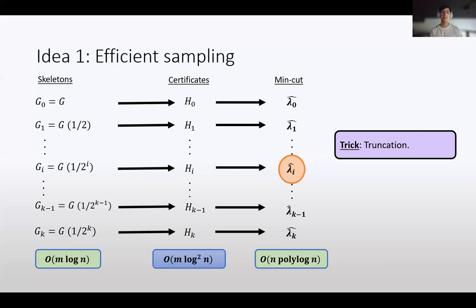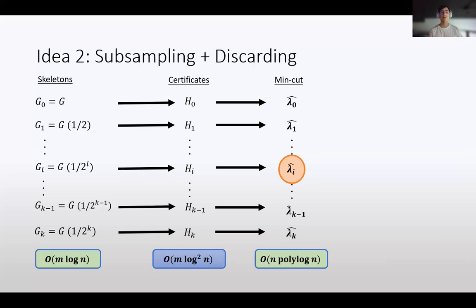For brevity, we skip the details in this talk, but we refer the interested viewer to the paper. Now, if there are only order log n unweighted copies of each edge across the collection, then the total sampling work is bounded by the total number of unweighted edges across the entire collection, which is m log n. Our goal now is to improve the work required for the parallel construction of the certificates.